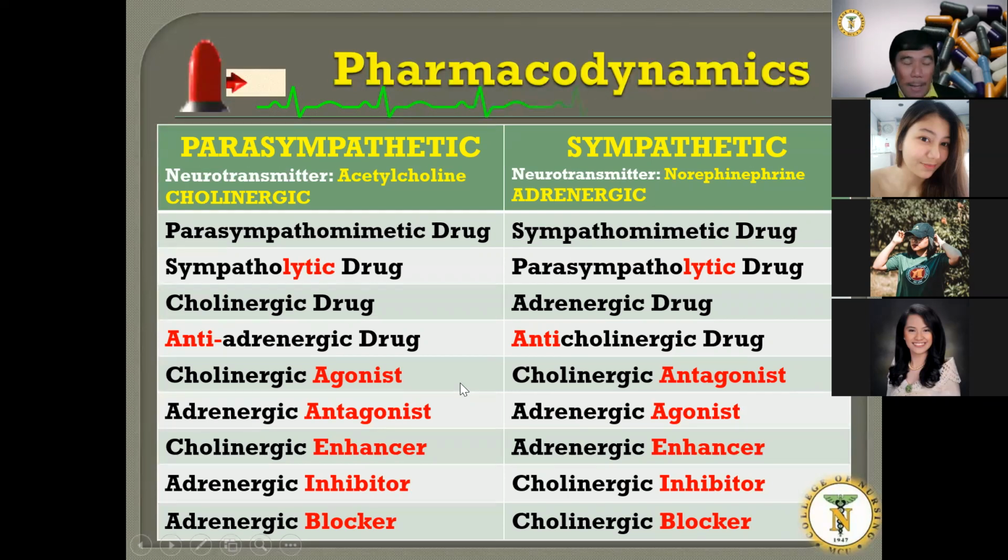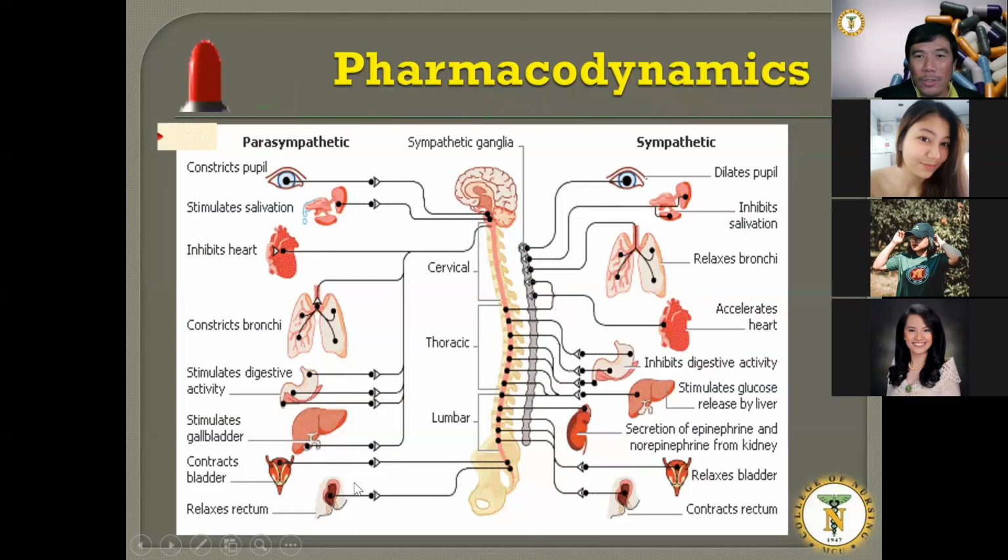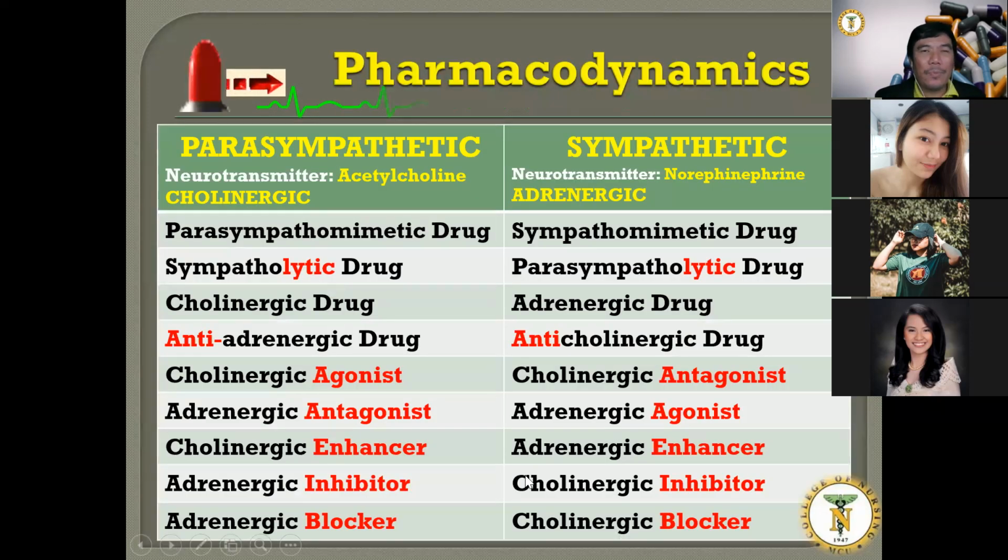Now I will give some exercises. For example, let's go back to the slide in this area. The drug action dilates the pupil. Let's go back to this one. Choices. The drug action dilates the pupil.